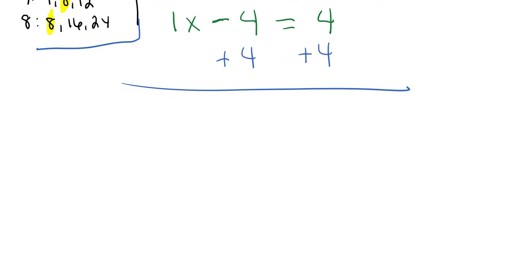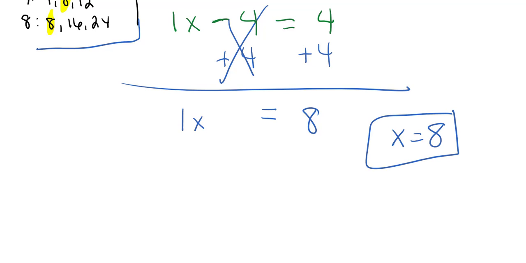Then we have 1x. This is just zeros, we don't even need to write it. 4 plus 4 is 8. So what is x? x is equal to 8. 1x is equal to 8. It doesn't change. If this is 1x, this is x. 1x and x are the same. So this would also be your answer right here.